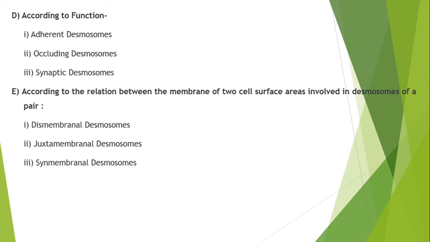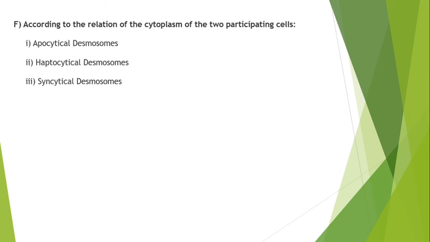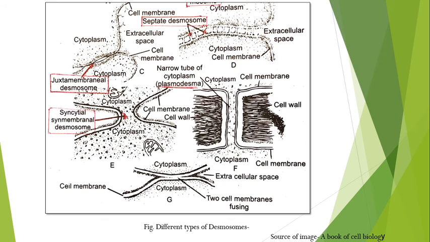Then according to the relation between the membranes of two cell surface areas involved in desmosomes of a pair, there are dis-membranal desmosomes, juxtamembranal desmosomes and syn-membranal desmosomes. The next one is according to the relation of the cytoplasm of the two participating cells: apocytical desmosomes, haptocytical desmosomes and syncytial desmosomes. Got it? The next one, so see here some different types of desmosomal diagrams. Juxtamembranal desmosomes.